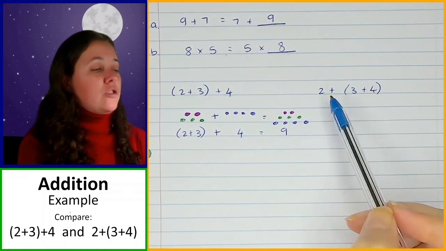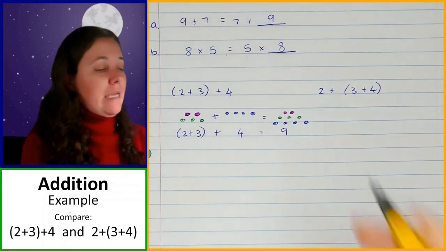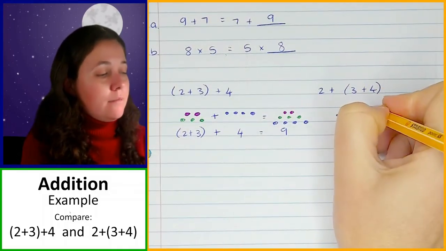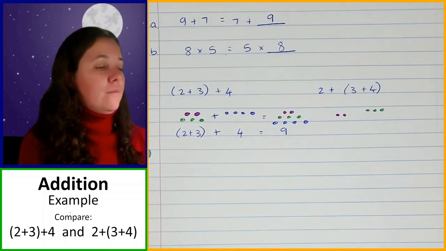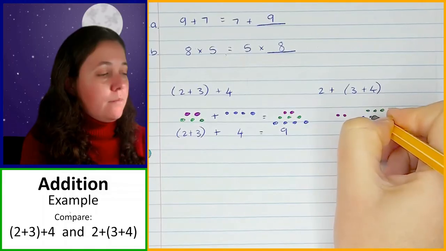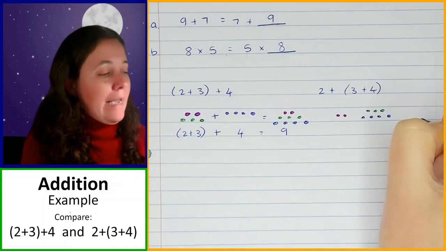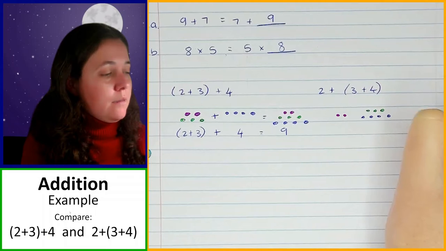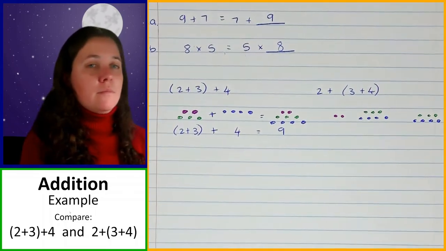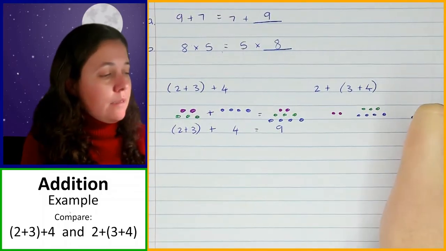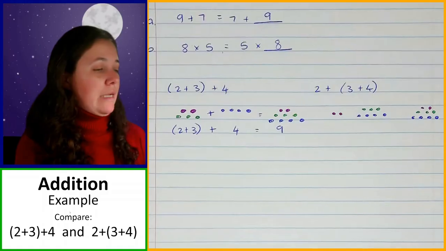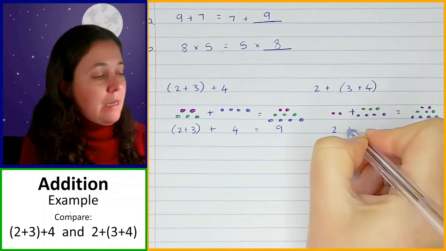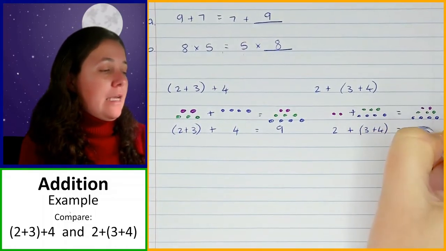Now let's have a look at this example where we're going to group the 3 and the 4 together. So here I'm going to have the 2 on its own. And I'm going to have the 3 together with the 4. Okay, so when I add them, I'm still putting them all together. And I still end up with exactly the same result as I had when I grouped them this way over here. So here I had 2 plus 3 and 4 grouped together. And that also gave me 9.